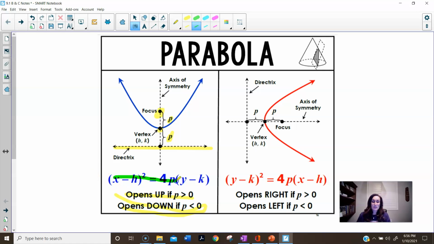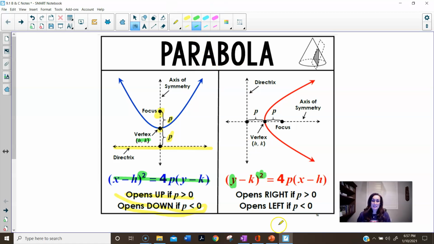(x minus h) squared equals 4p times (y subtract k). (h, k) is going to be the vertex of the parabola. Notice that we have either the x is going to be squared or the y, but not both. All right, so let's look at this other parabola that's going to open left or right. If it opens up or down, the x is squared. If it opens left or right, the y is going to be squared.